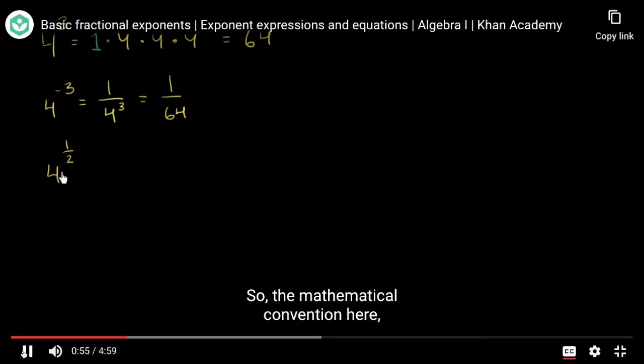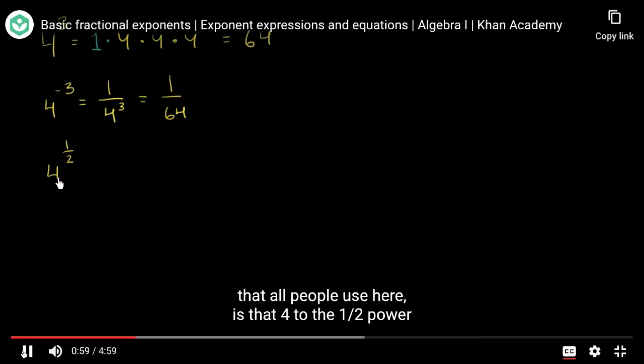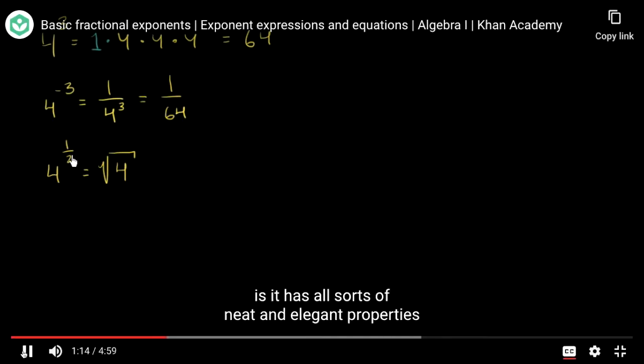The mathematical convention here, the mathematical definition that most people use, or that frankly all people use here, is that 4 to the 1/2 power is the exact same thing as the square root of 4. And we'll talk in the future about why this is, and the reason why this is defined this way is it has all sorts of neat and elegant properties when you start manipulating the actual exponents.